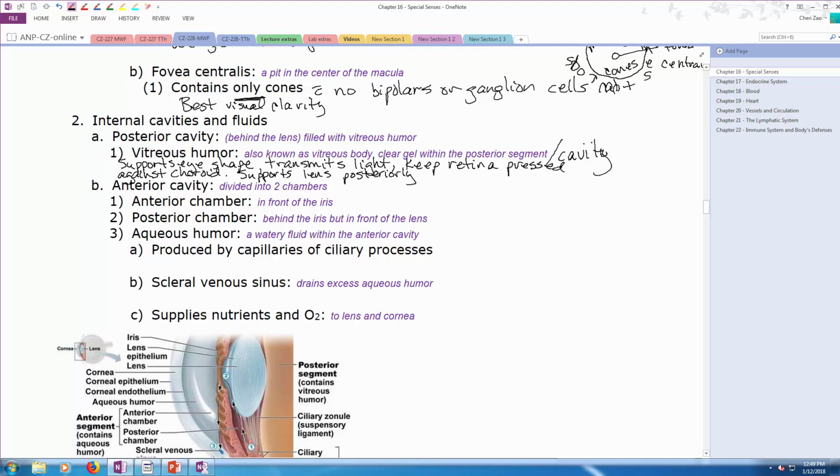Anterior cavity is divided into two chambers. The anterior chamber is in front of the iris, so the iris is the dividing line between our chambers. Posterior chamber is behind the iris, but in front of the lens. The fluid that we find there is the aqueous humor, produced in the posterior cavity. That's where the ciliary processes are. It's produced 24/7. Goes out through the pupil into the anterior chamber and out of that area via the scleral venous sinus or the canal of Schlemm. If you don't get drainage, what will happen?